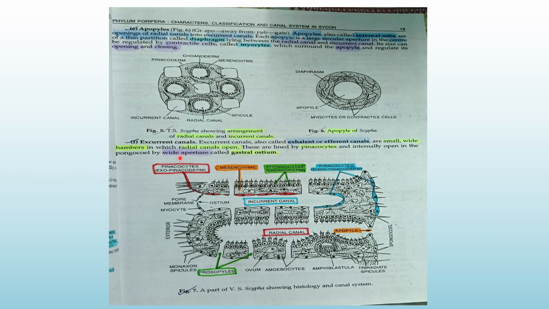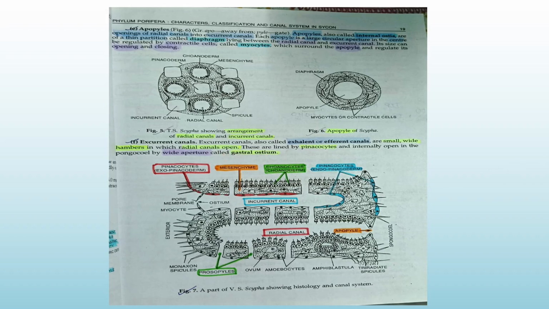Now, I think this is the last one. Excurrent canals are also called exhalent or efferent canals, and are small wide chambers. This is a very important diagram, very, very important. This explains the whole histology. What do you mean by histology? Histology is the study of body surface, the tissues, muscle cells, okay, body surface. The small wide chambers into which radial canals open are lined by pinacocytes and internally open in the spongiocoel by a wide aperture called gastral ostium.